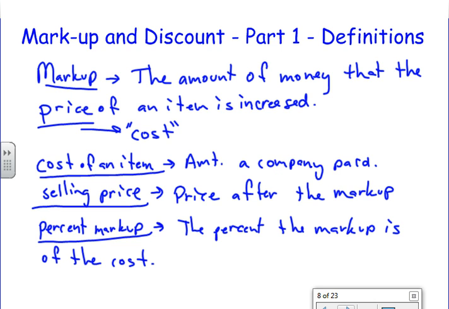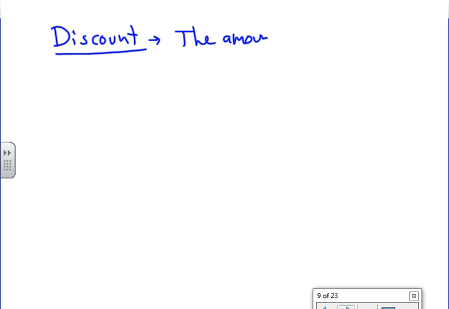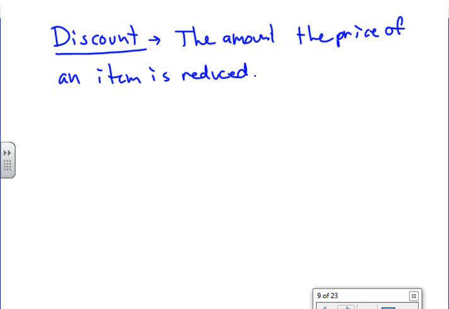Okay, some other definitions deal with discount. And a discount is the amount the price of an item is reduced. How much did the price of an item go down is what a discount is. We've already talked about a selling price, and the selling price is the price after the markup, and so usually it's the selling price that is then discounted a certain amount, and that results in the sale price.